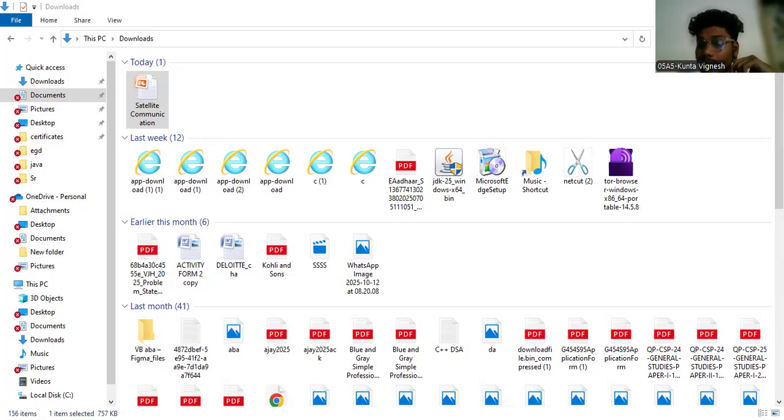So, what are the advantages? First, we can cover the whole globe. That means global coverage. Satellites can cover vast areas, including remote and inaccessible regions. Remote areas means where there are no towers.